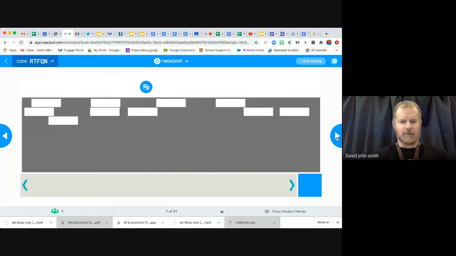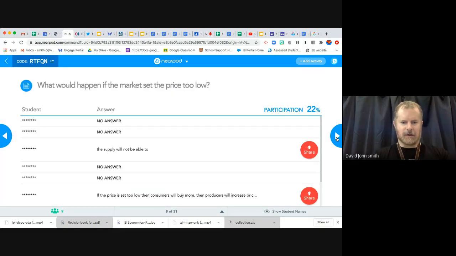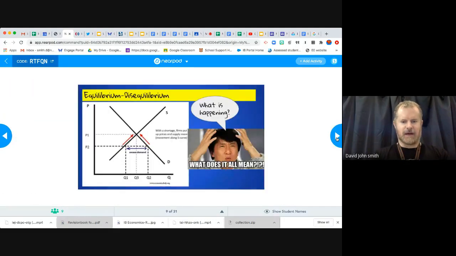All right. So that's what an equilibrium is. We can move past all of those. Now, what am I showing here? What's happening here?